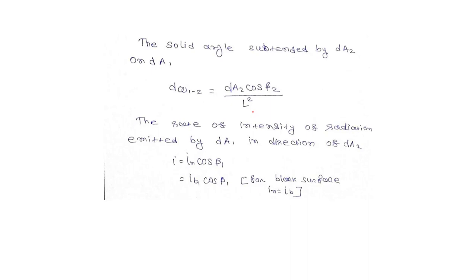Also we know the intensity of radiation emitted by dA1 in the direction of dA2, from Lambert's cosine law, is I equals In cos beta 1. For the black surface we are taking IB instead of In. Now the rate of radiant energy leaving area dA1 that strikes dA2 is dQ, the rate of heat exchange.